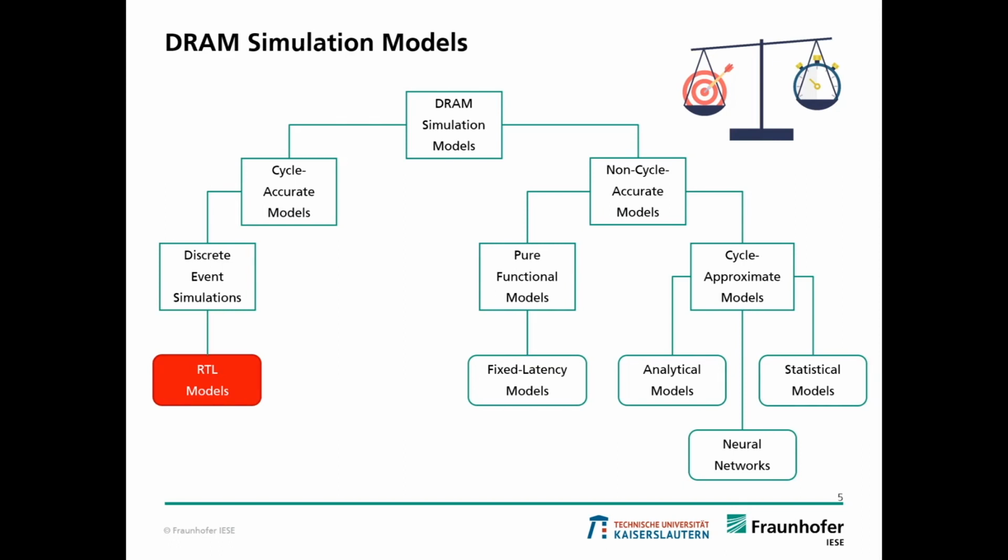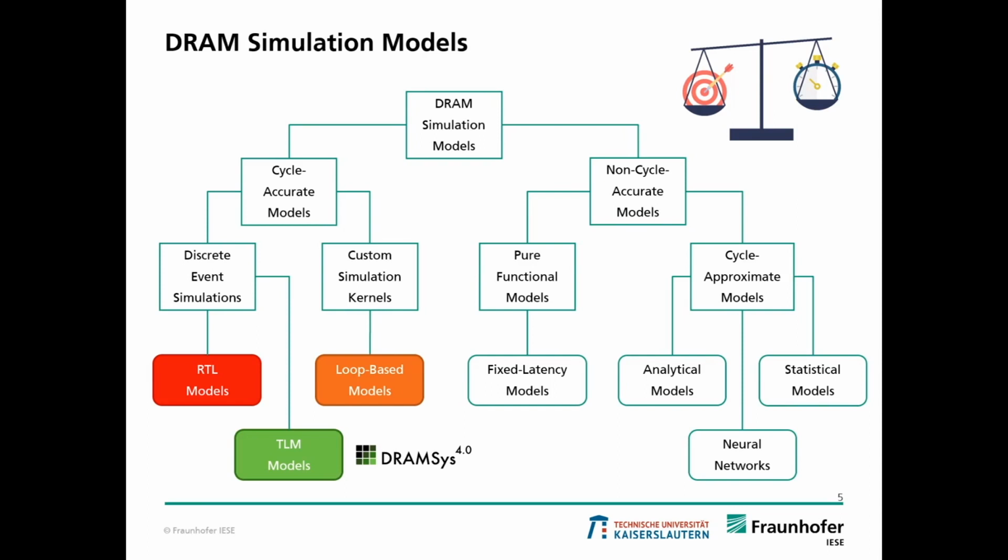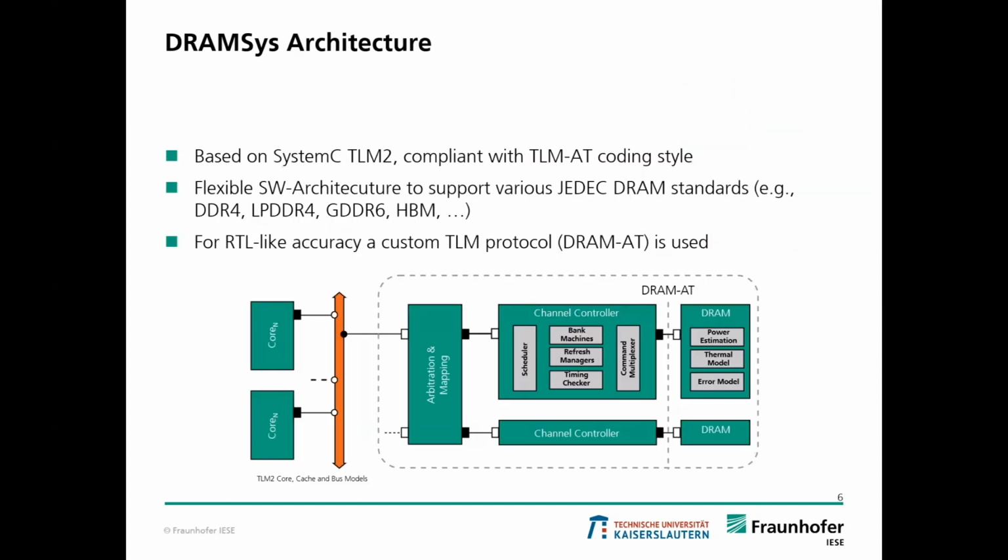We have, of course, discrete event simulations. RTL models are the classic example. We also have just C++ based models that have their own simulation kernels. There are a lot of DRAM simulators out there. And then there's our simulator, which is also cycle accurate, but it's based on SystemC transaction level modeling, and therefore it's much faster compared to RTL. I will show you that in a minute.